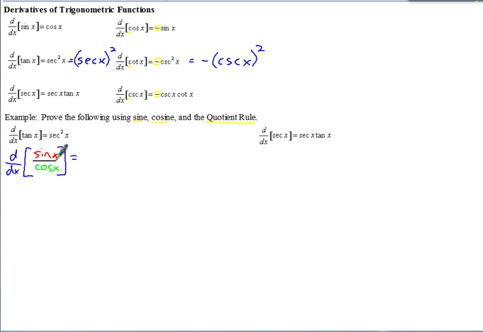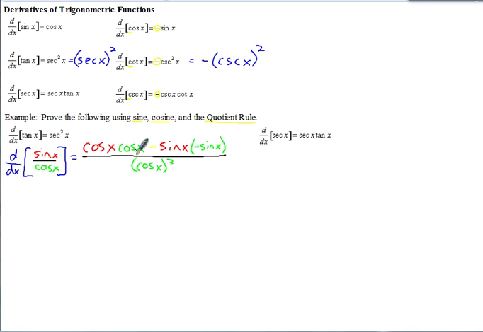The quotient rule says we take the derivative of the numerator, the derivative of sine is cosine x, and then times the denominator as it is, which is cosine x, and then minus the numerator as it is, sine of x, times the derivative of the denominator, derivative of cosine is negative sine. And then all divided by the denominator as it is squared. So cosine x squared. And let's go ahead and simplify this.